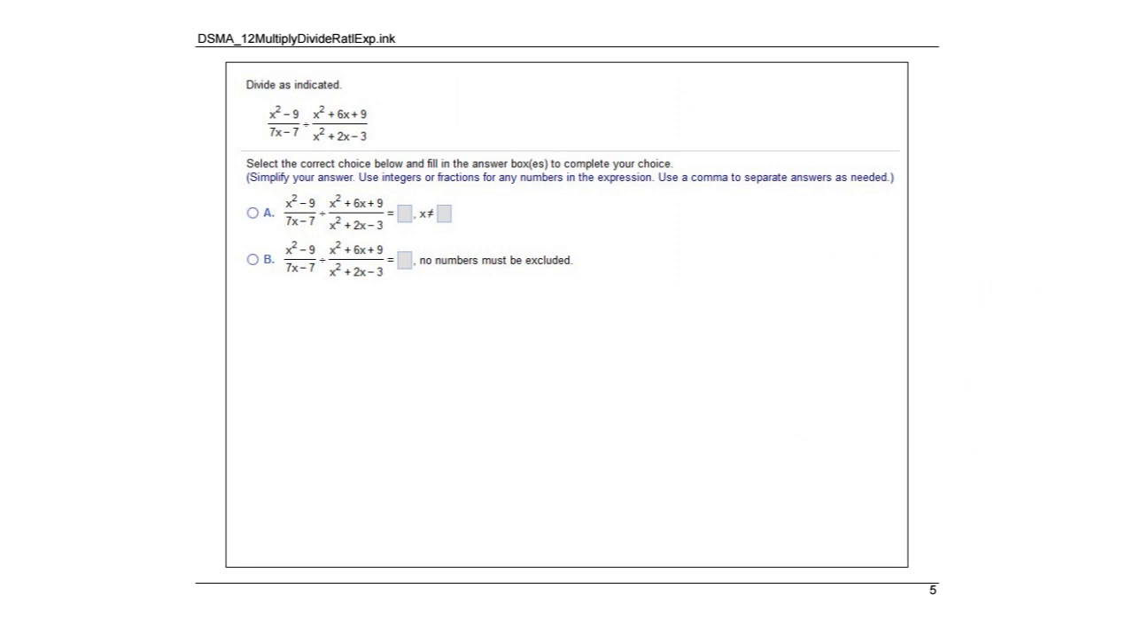All right, one more division problem. All right, so let's factor. On the top, we have a difference of squares. 9 is a perfect square. On the bottom, we have 7 times x minus 1. The only factoring we can do is pulling out the greatest common factor.